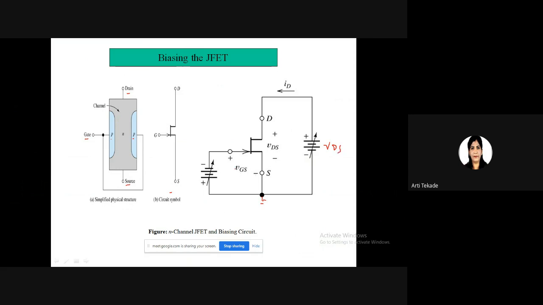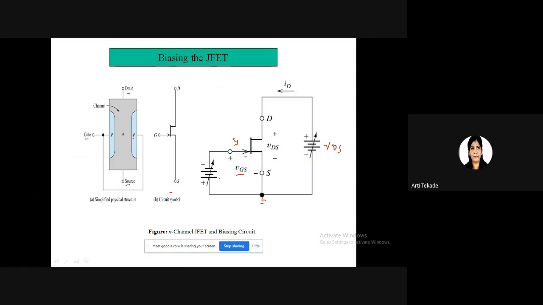Now for the operation, we apply the reverse bias VGS between gate and source. How do we apply the reverse bias voltage? For example, in an N-channel JFET the gate is made up of P-type semiconductor. So we apply the negative of the battery to this gate terminal, and the positive is connected to the source terminal. So we have applied a negative VGS between gate and source.